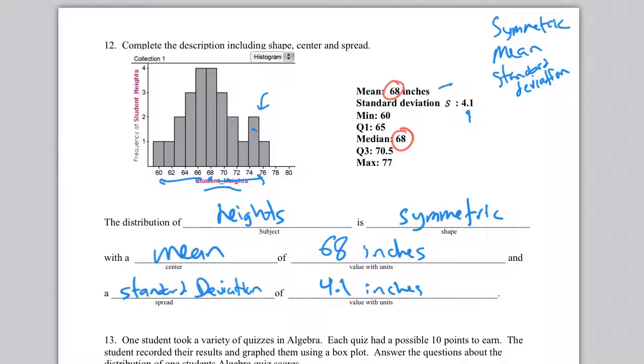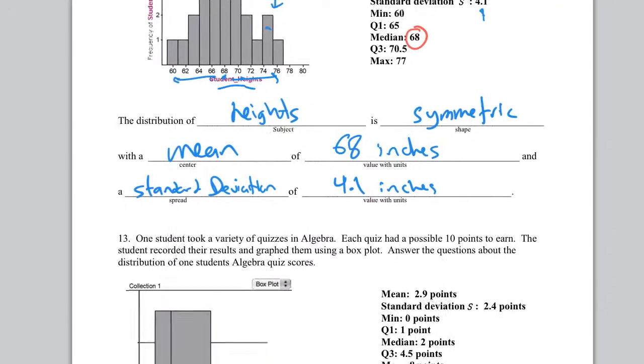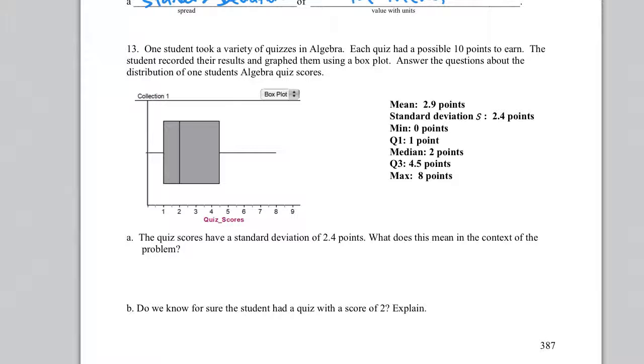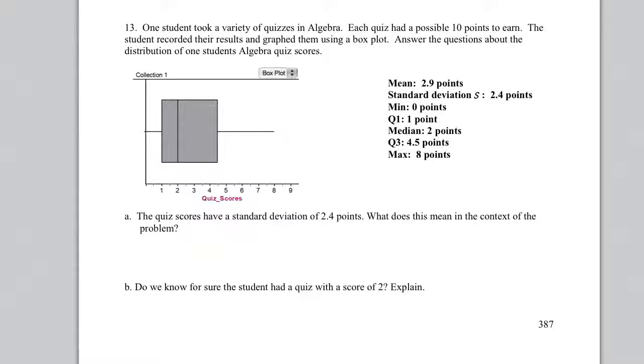Okay, we're going to finish up with a slightly different problem at the bottom here, number 13. One student took a variety of quizzes. Okay, so one student is taking a bunch of quizzes. Each quiz has 10 possible points. They recorded the results in the graph using a box plot, and we've got all the summary information on the right. Answer the questions. Okay, so the quiz scores have a standard deviation of 2.4 points.